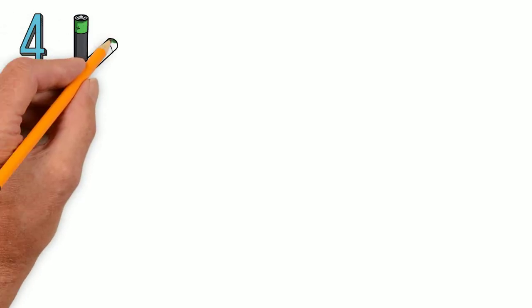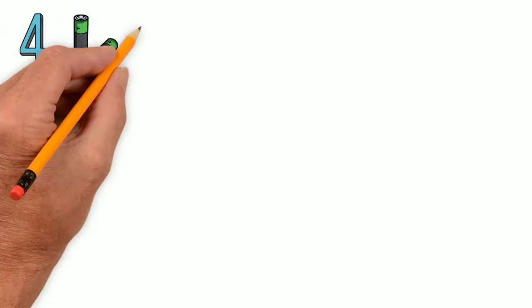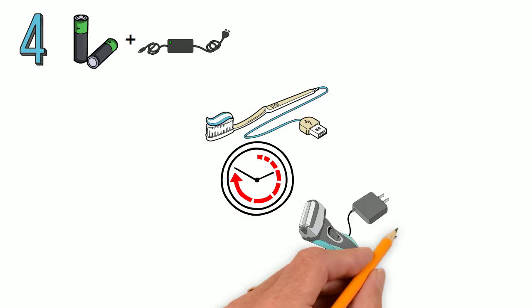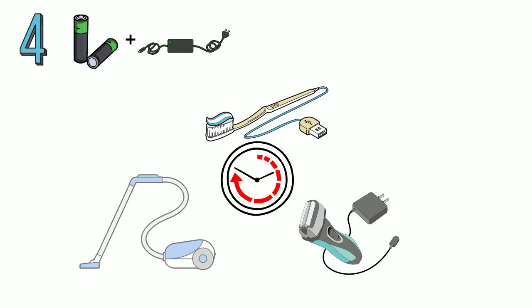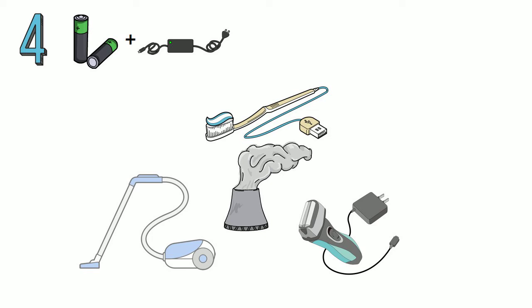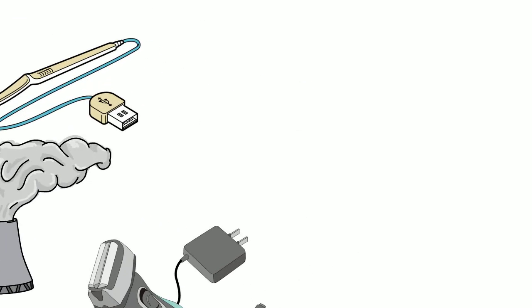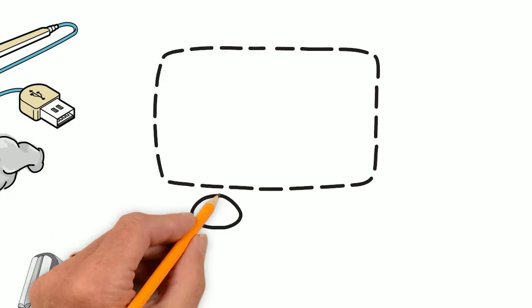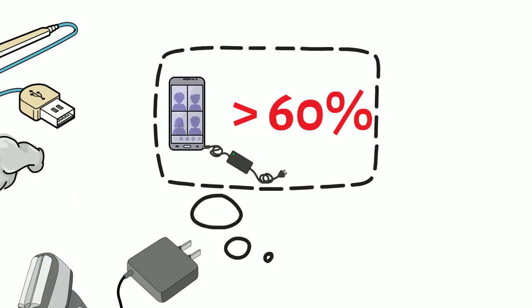Clue number 4. Devices with a rechargeable battery and always plugged in. In this category, there could be toothbrushes, shavers, or vacuum cleaners, for example. These products continue to use standby power even after the battery is fully charged. Remember the example I showed earlier with the mobile phone? 60% of the energy has still been used after the phone was fully charged.